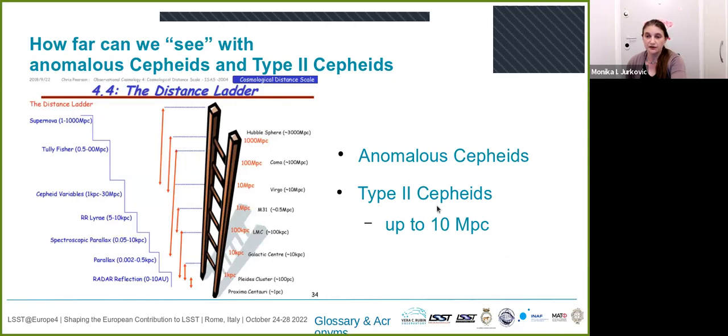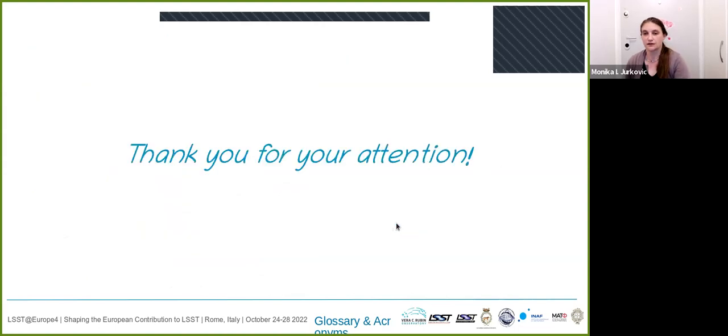And to end, I think we can add these two very specific types of pulsating stars to the family of extragalactic distance indicators, because they can be used up to 10 megaparsecs. They can be found in galaxies and dwarf galaxies as well. Thank you for your attention.